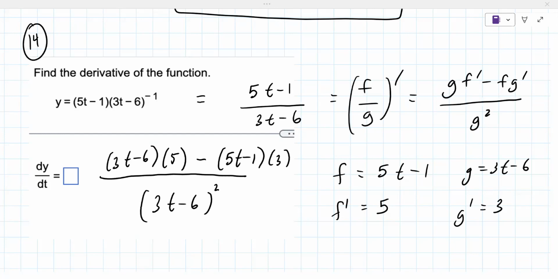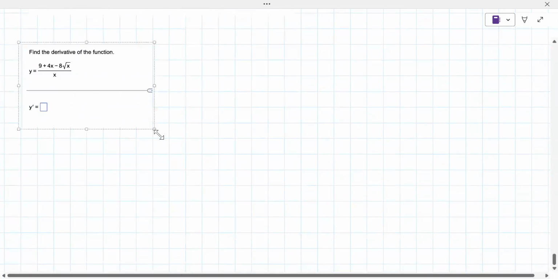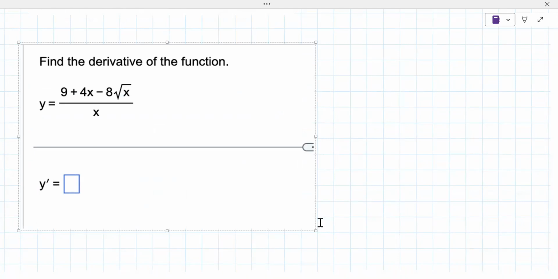Okay, I got it. All right, so the next problem here. If you dropped it in the chat, keep in mind the quizzes are not a good representation of the order you would see. It's just sort of floating out there.